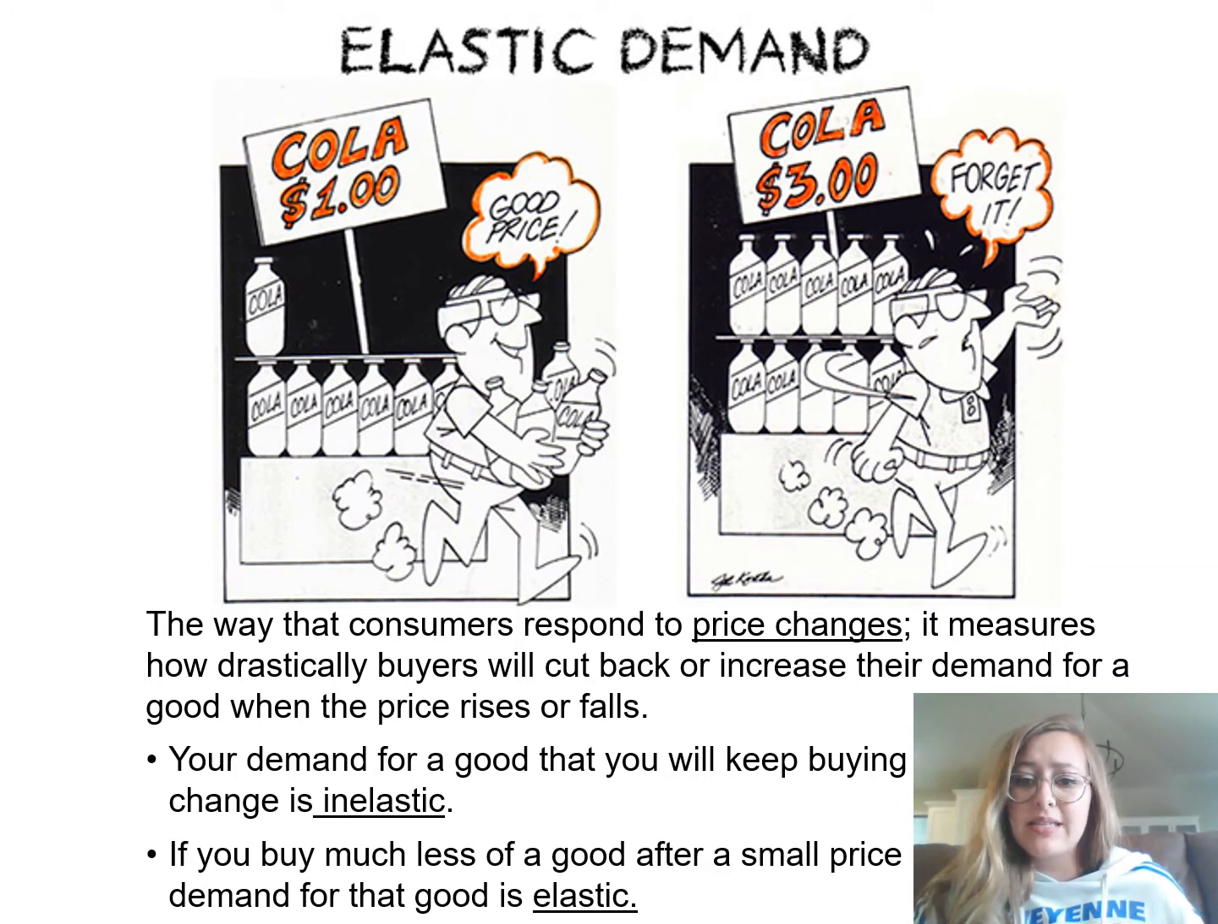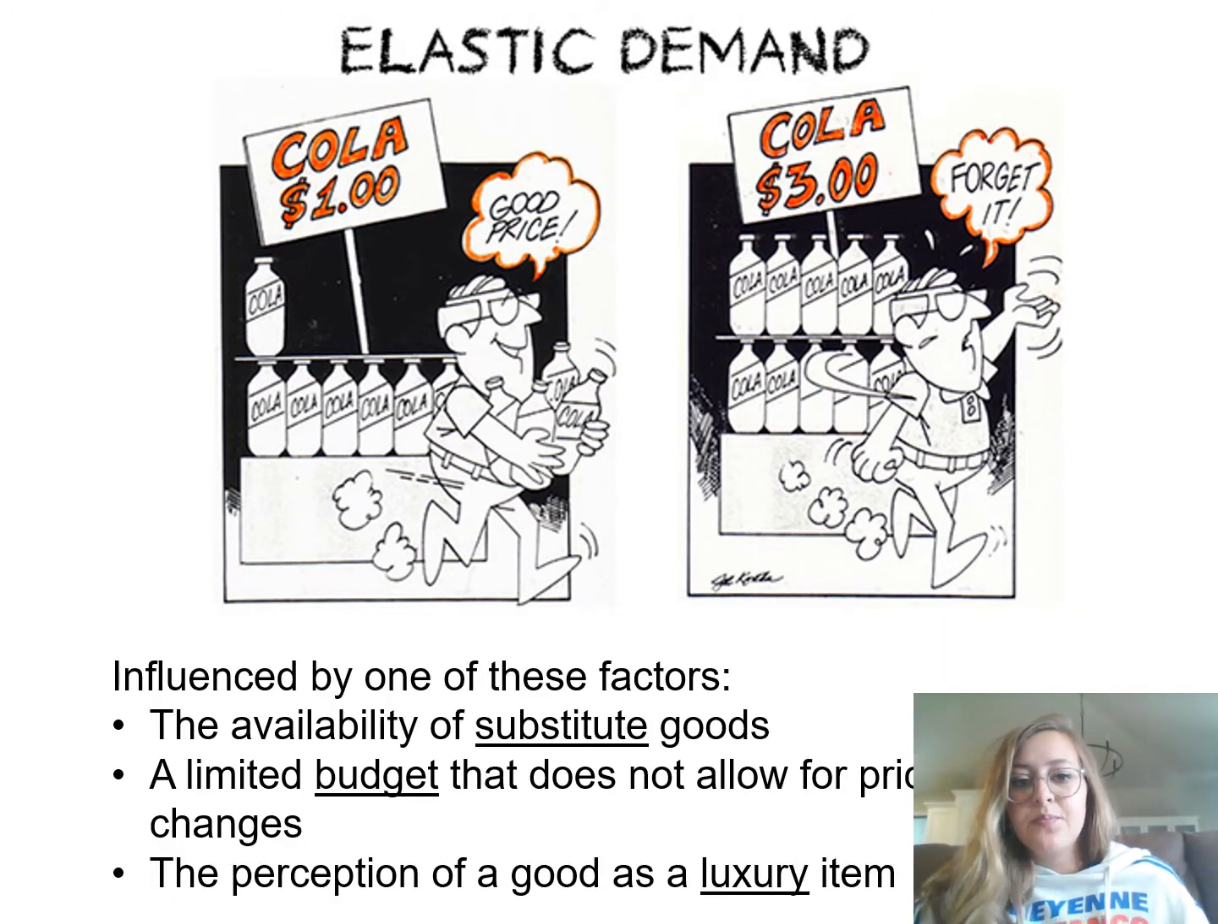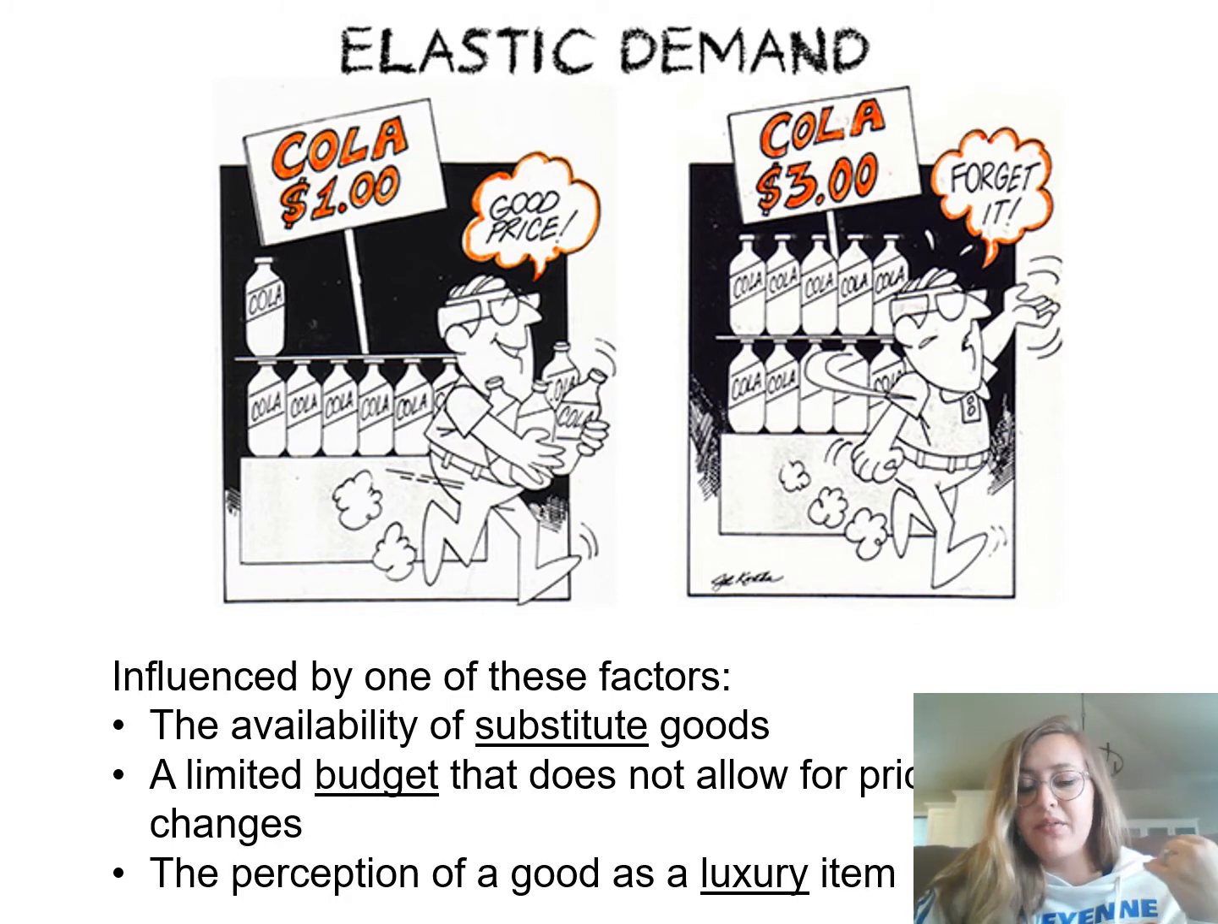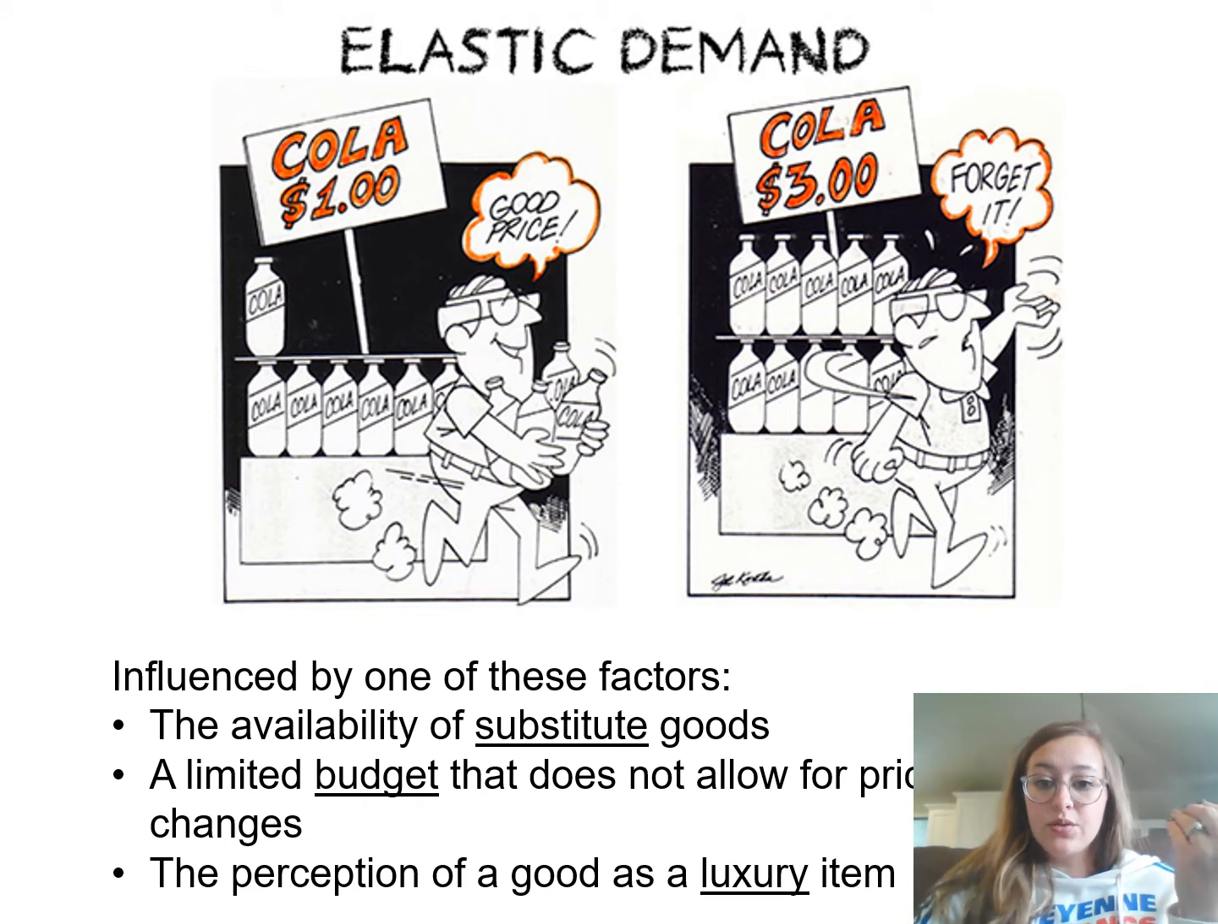Usually you have elastic demand more so with wants, right? Things that you don't necessarily need. So it can be influenced by a number of factors. One, the availability of substitute goods. Like, are there other things I could make for breakfast? Absolutely, right? So, are substitute goods readily available?